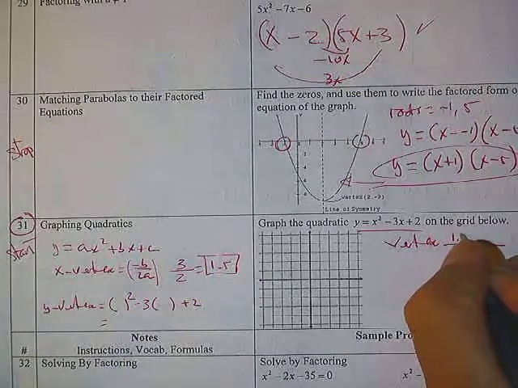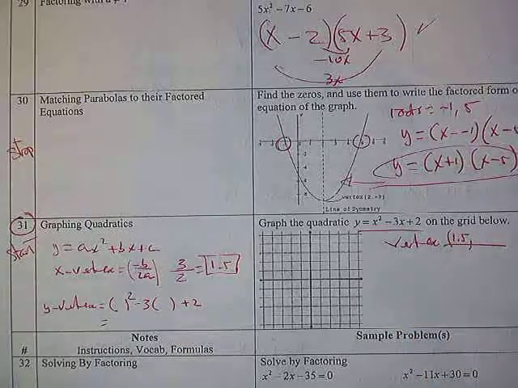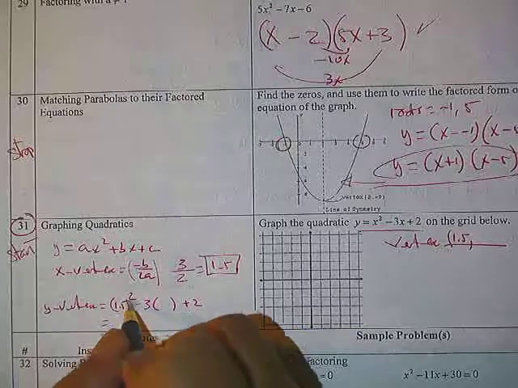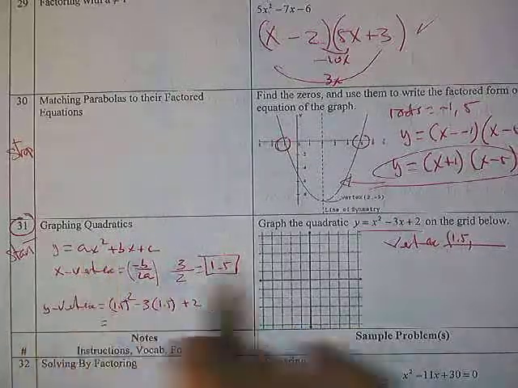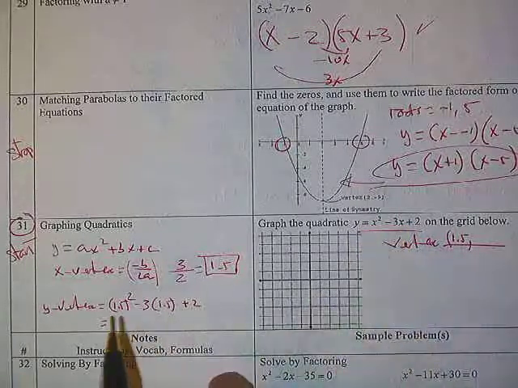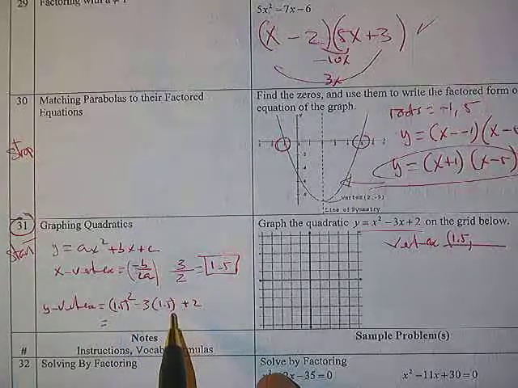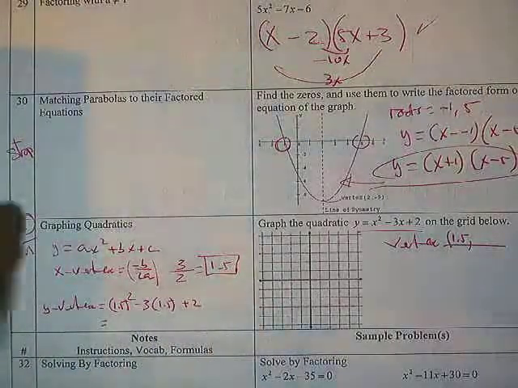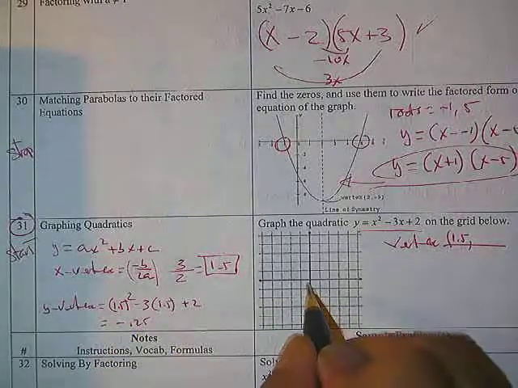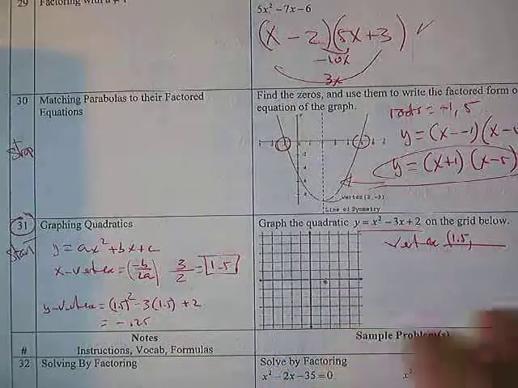Minus b over 2a, that's right. Okay, so where's the y vertex? Well, to find out, you have to plug in 1.5 into this equation over here, in place of x. So 1.5 squared minus 3 times 1.5 plus 2. And I think I plug that into my calculator and get negative 0.25. So it's going to be 1.5 to the right and down 1/4 of the way.